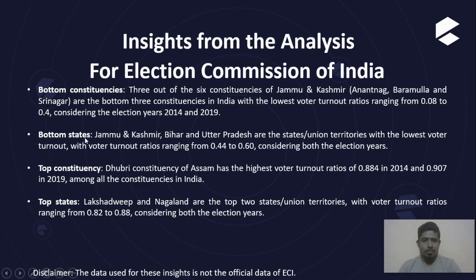Considering bottom states, Jammu and Kashmir, Bihar, and Uttar Pradesh are the states or union territories with lowest voter turnout ratio ranging from 0.44 to 0.6. Dhubri is the top constituency among all the constituencies in India for both election years 2014 and 2019. And Lakshadweep and Nagaland are the top two states or union territories with voter turnout ratio ranging from 0.82 to 0.88 for both the election years.